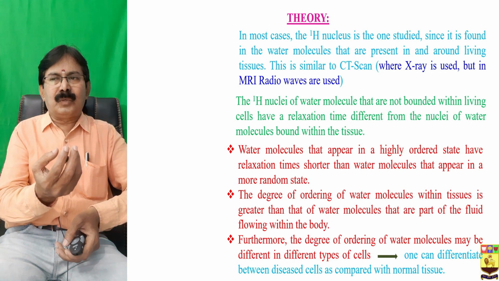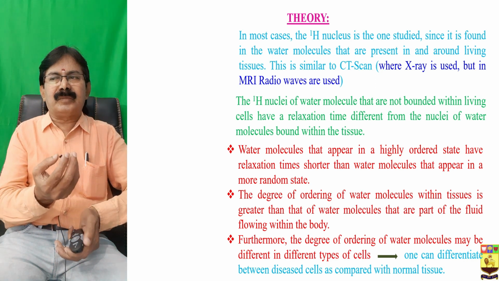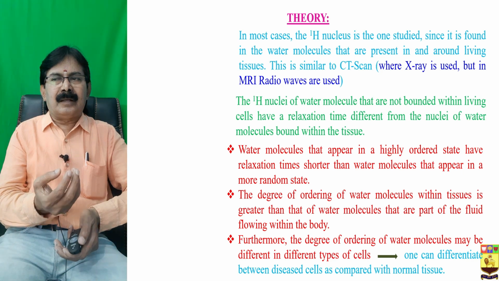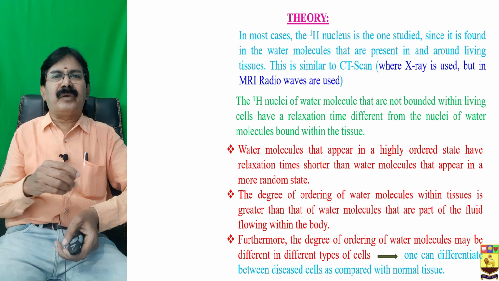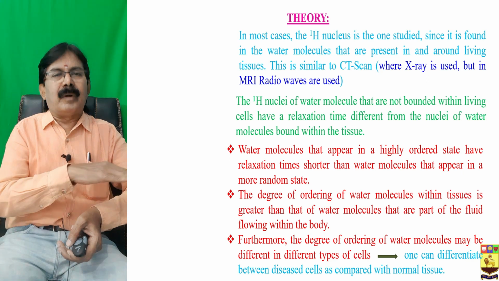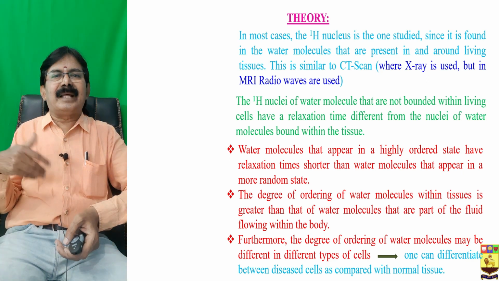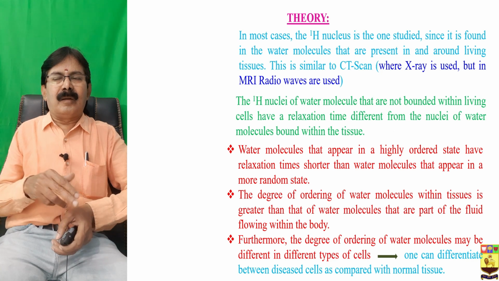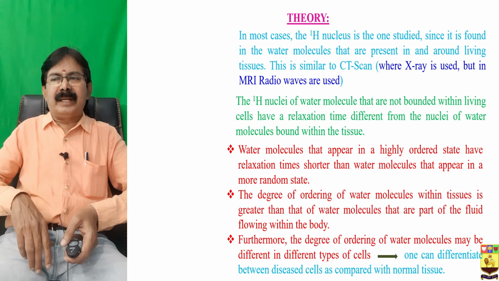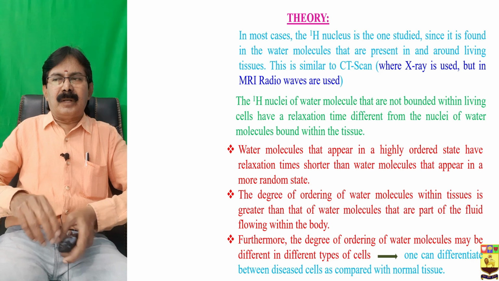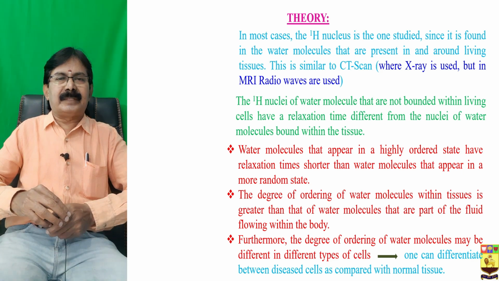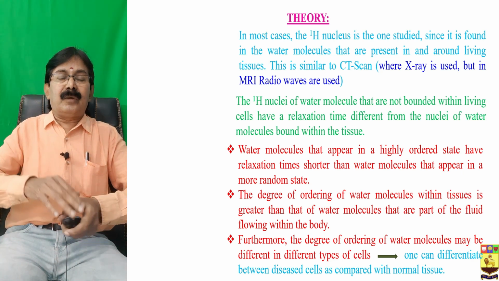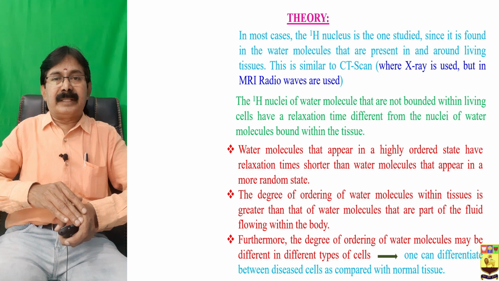So the degree of ordering of water molecules within the tissues is greater than that of water molecules that are part of the fluid flowing within the body. Where the randomness is more, the relaxation time is longer. Furthermore, the degree of ordering of water molecules may be different in different types of cells. The radiographer knows all these things.